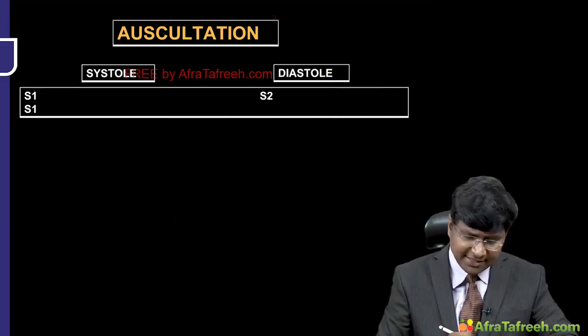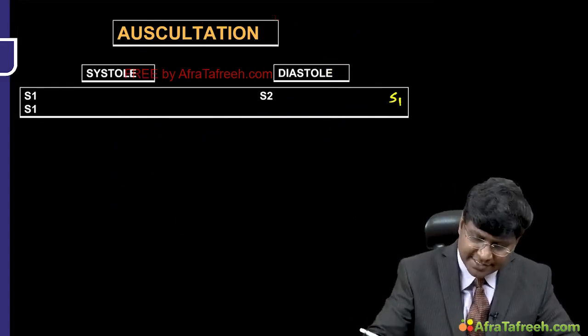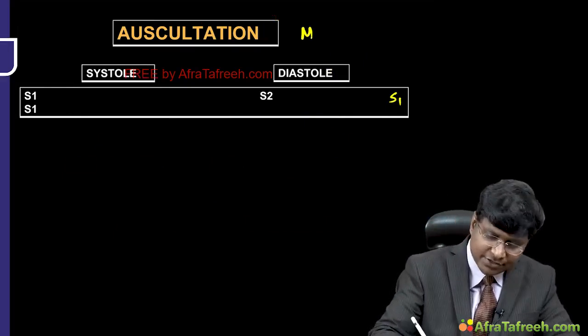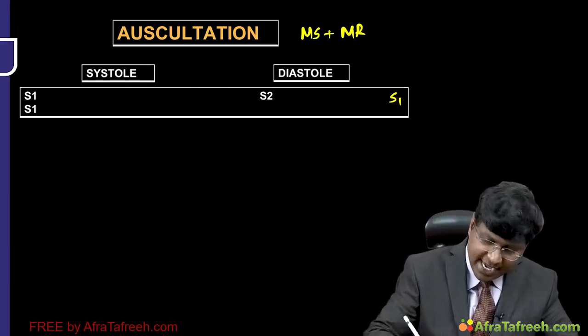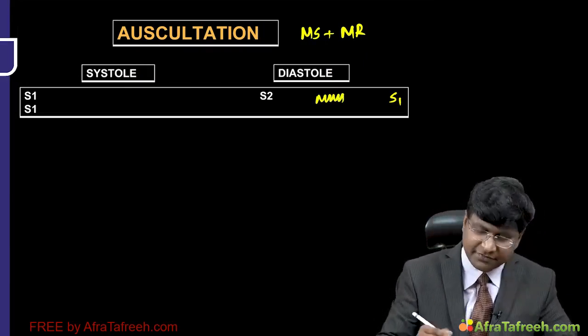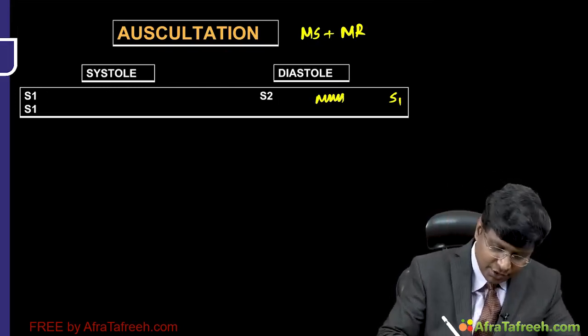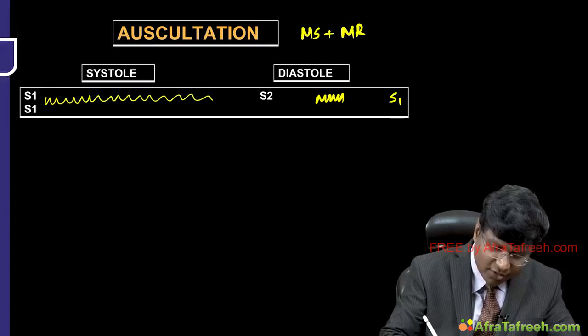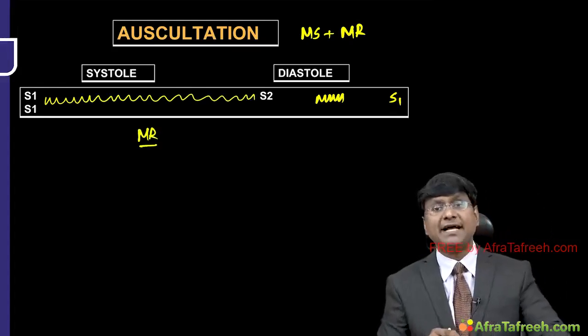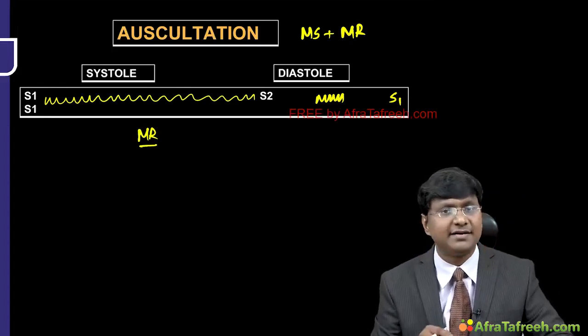Now, another important point that you need to know is that if mitral stenosis is associated with mitral regurgitation, then in such a case, along with this mid diastolic murmur heard in the diastole, you will also hear the pansystolic murmur of the mitral regurgitation.